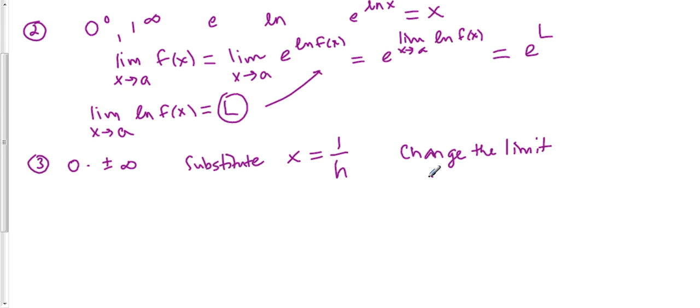You have to remember that you also need to change the limit. And that means that instead of x going to a, we're now going to have h going to 1 over a. And again, hopefully when you do that, you will either get a number, an answer that has meaning, or you're going to get an indeterminate form that you can use L'Hopital's rule with.